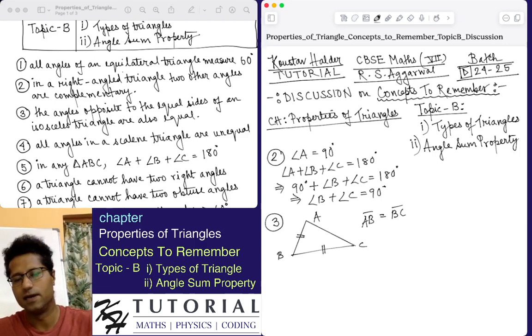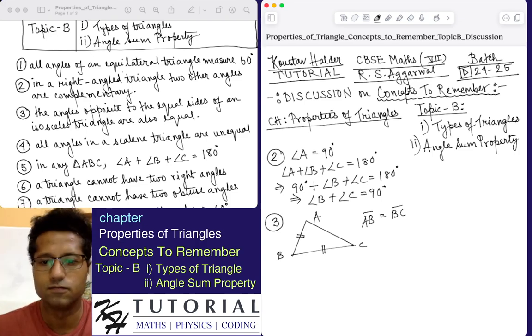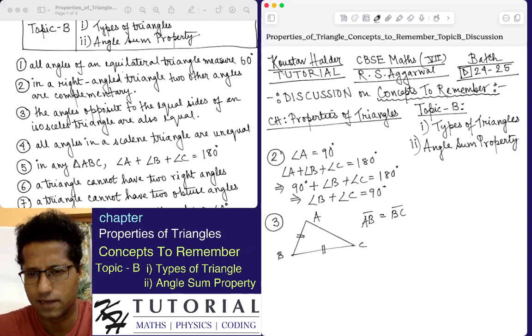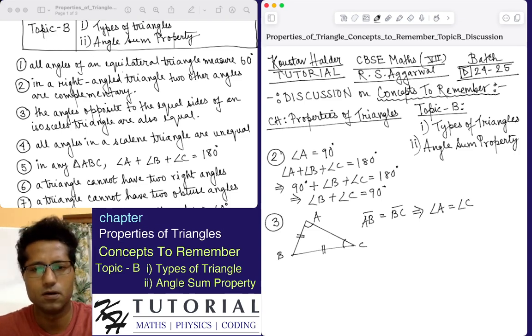So if you see a figure like this, you immediately know that the length of the side AB is equal to the length of the side BC. Now if this is the case, then the angles opposite to the sides will also be equal. The angle opposite to side AB is C, and the angle opposite to side BC is A. So this will imply that angle A is equal to angle C. This is a very important property. Always remember that the angles opposite to the equal sides in a triangle are equal.